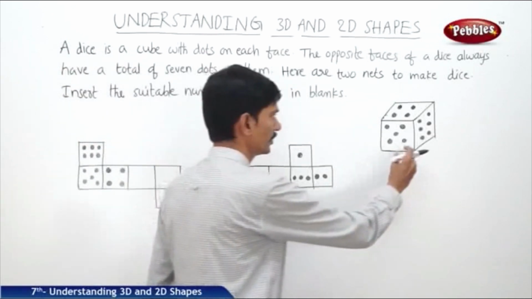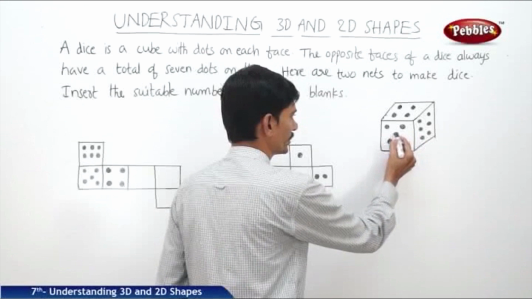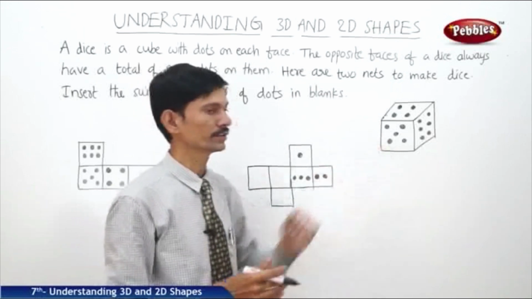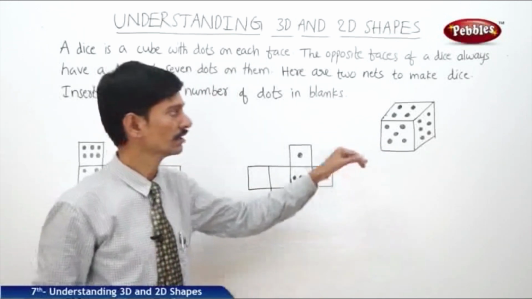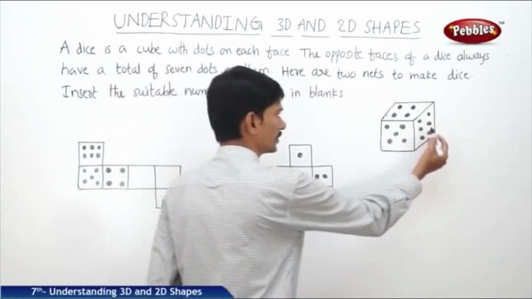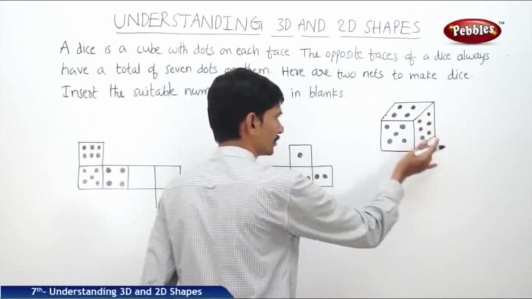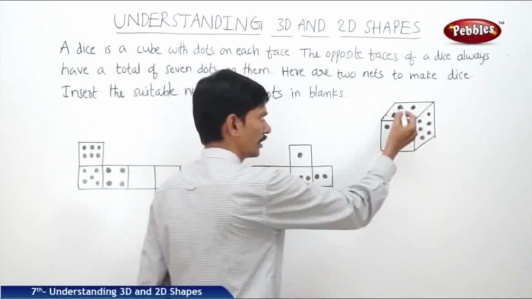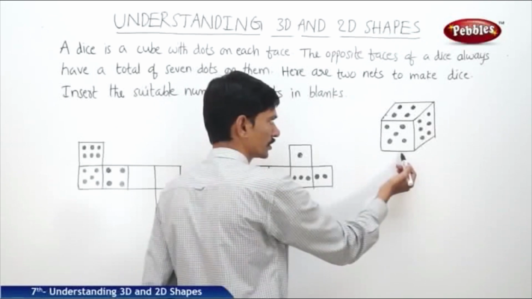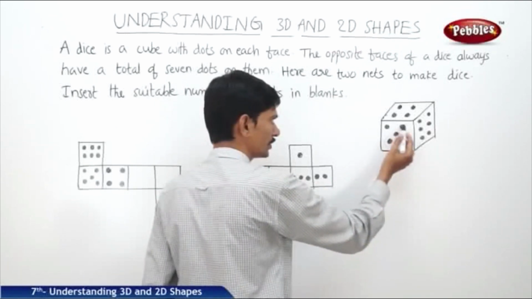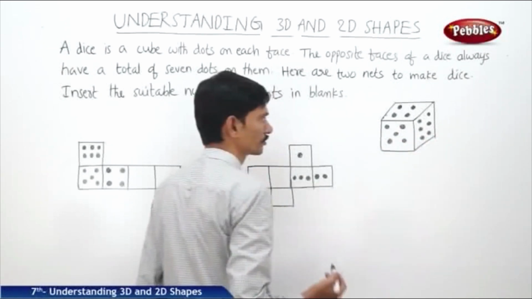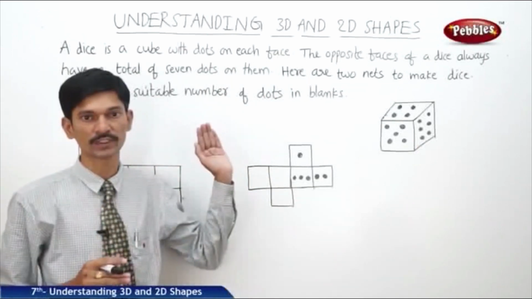Now, if there is a dice, the dots will be given on each face of the dice, and the sum of the dots on the opposite faces must be 7. So here, this right side face has 6 dots, which means its opposite face will have only 1 dot, and here it has 4 dots. So its opposite face, the bottom face, has 3 dots on it, and this front face has 5 dots. So the opposite back face will have 2 dots on it.